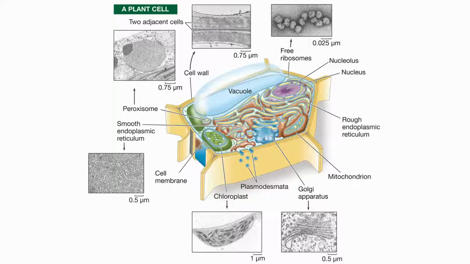The cell wall is not found in animal cells. Others are found in both animal and plant cells. For example, the Golgi apparatus, the free ribosomes, and the smooth endoplasmic reticulum, and we'll talk about each of these in more detail. First, let's talk about the organelles that all cells contain.